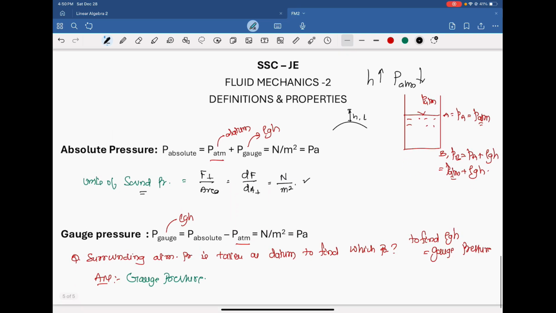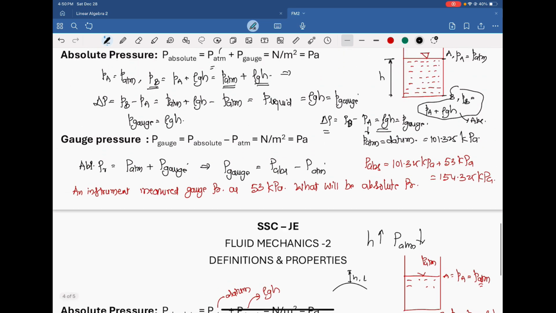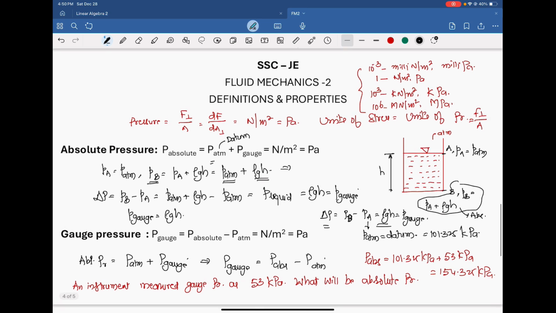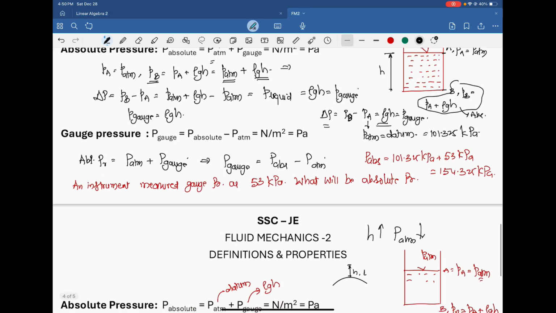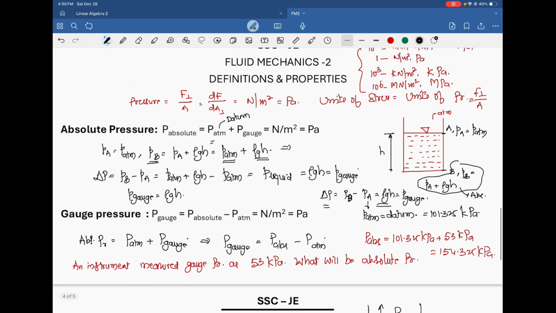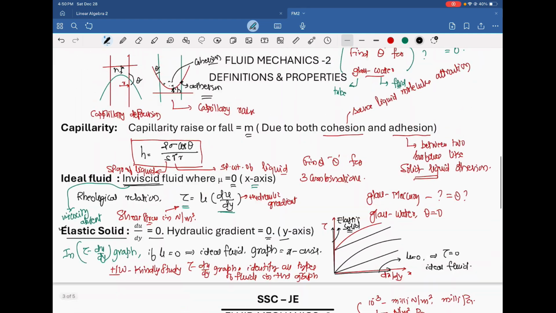Just to see how simple and easy the questions are. If you know the theory behind and the concepts thoroughly, you can answer these questions very, very easily. And also, the question is asked regarding gauge pressure and also units of the pressure. Just see.